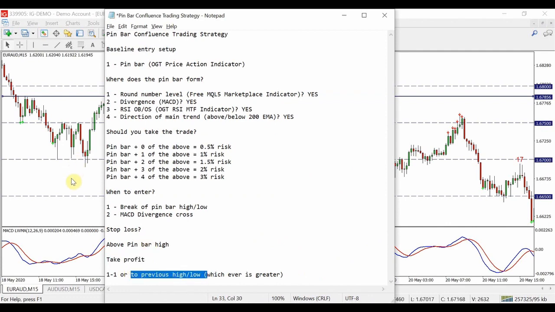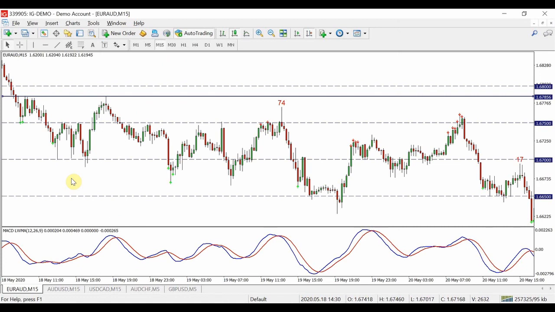So that's where you would put your stop loss, and then you'll take profit. I normally, and this is my personal trading style because I don't like to be in trades for a very long time, go for a 1-to-1 or for the previous high or low, depending on which is greater.